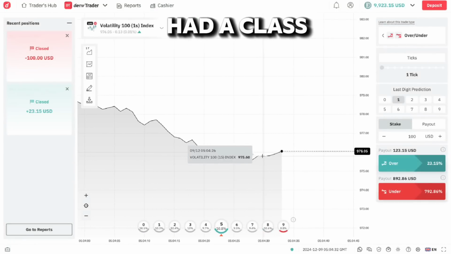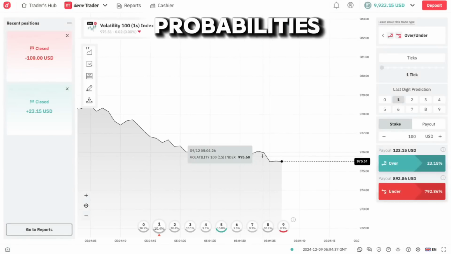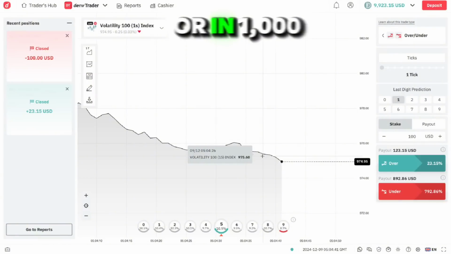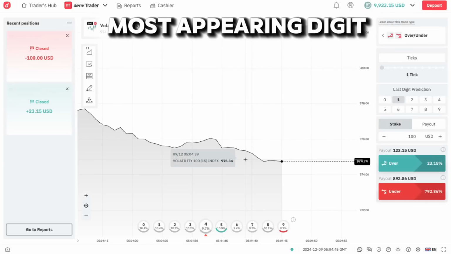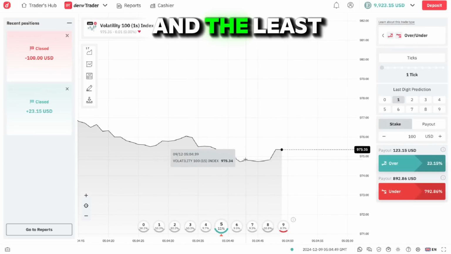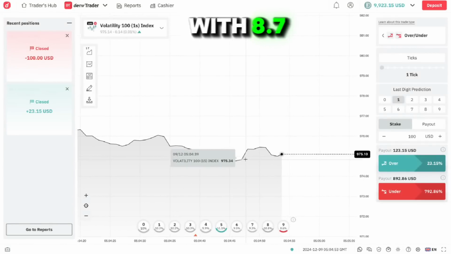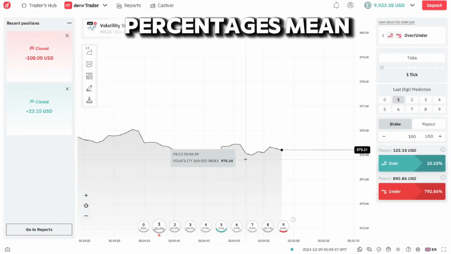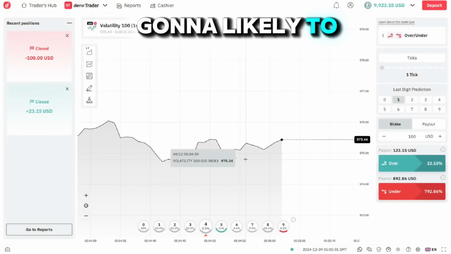Every one of you had a class on probabilities when you were in school, and this is just probabilities in 1,000 ticks, or 1,000 times that these numbers have been run. The most appearing digit is the one with the green tab, that is 5, and the least appearing one in 1,000 times is 9 with 8.7. So before you make any trade, understand what those percentages mean. The higher the percentage, the more likely those numbers are to happen.